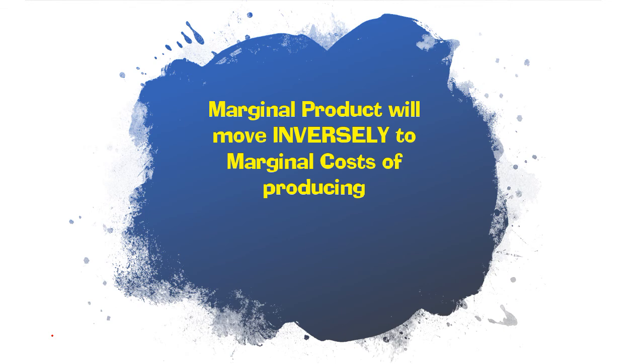Marginal product will move inversely to the marginal cost. So again, when I got more productive making pencils, the cost went down. So my productivity went up. The cost of making the pencil went down. As I get more productive, the cost of the things I make go down. It's inverse, right? One goes up, one goes down.